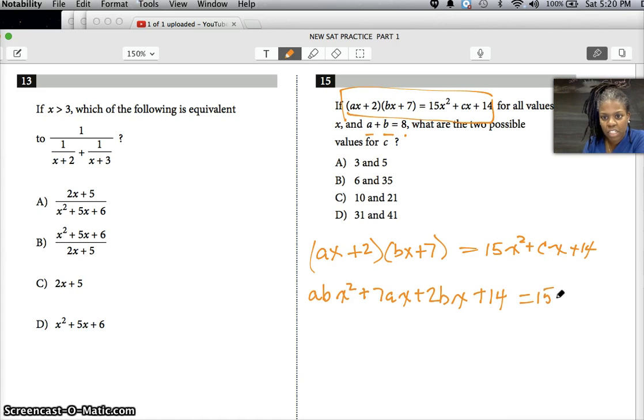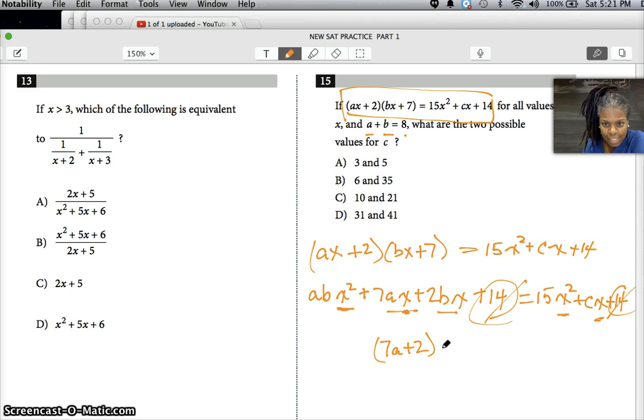Over here, I've got 15x squared plus cx plus 14. Now check this out. The interesting thing is that the coefficients of like terms need to be equal. So you see that the constant 14 and 14 is the same thing. That doesn't help me, but that's good. That tells me we're working with the same thing. 2bx and 7ax are both coefficients of x terms. So what that means, I can rewrite this a different way.